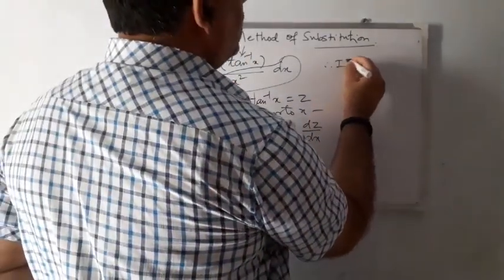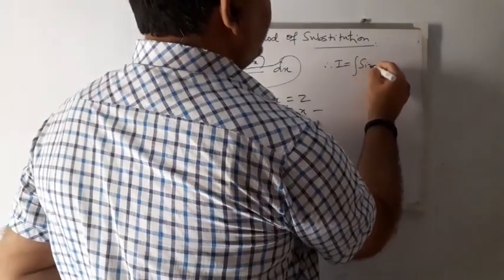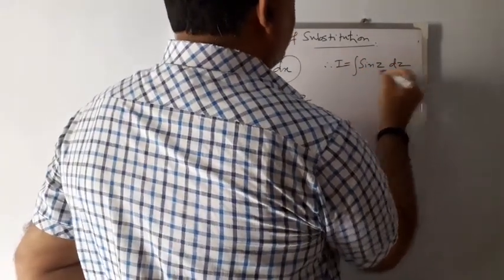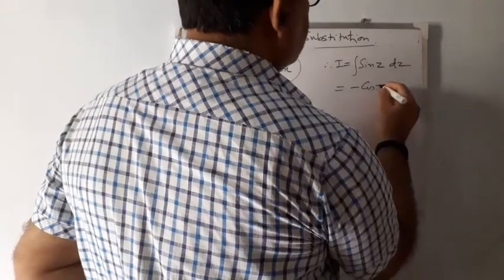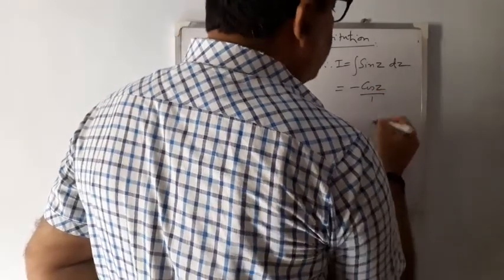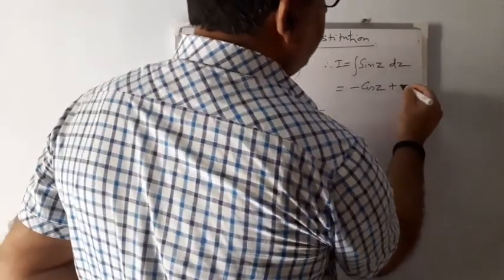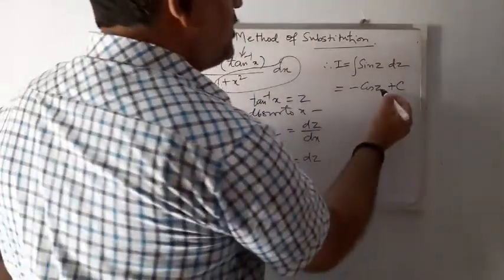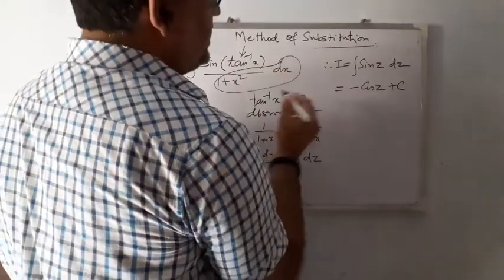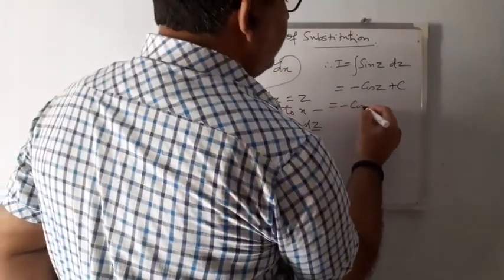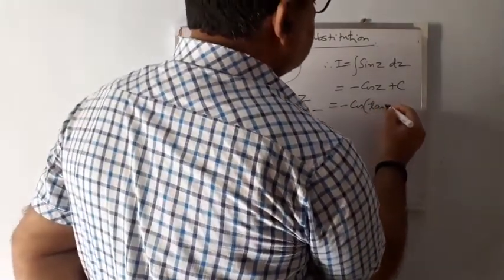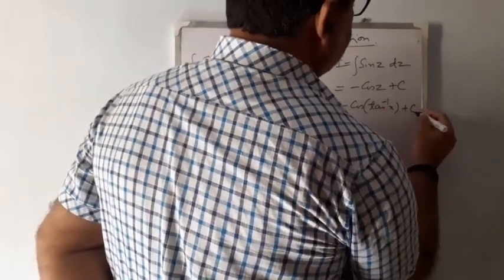Therefore I is equal to integral sin z dz, and the final answer will be minus cos z. The integral of sin z is minus cos z, you can write directly, and then plus c, and put down the value of z here. The value of z is tan inverse x, that is minus cos tan inverse x, and then plus c.